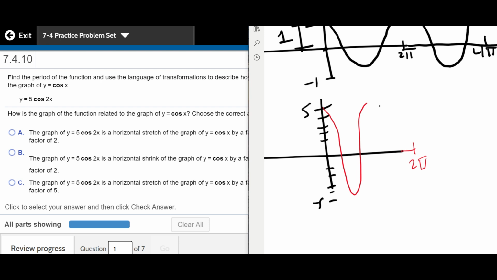So 1, 2. Notice that's two waves right there. So that's what that number says. You have two cycles here, two waves, from 0 to 2 pi.